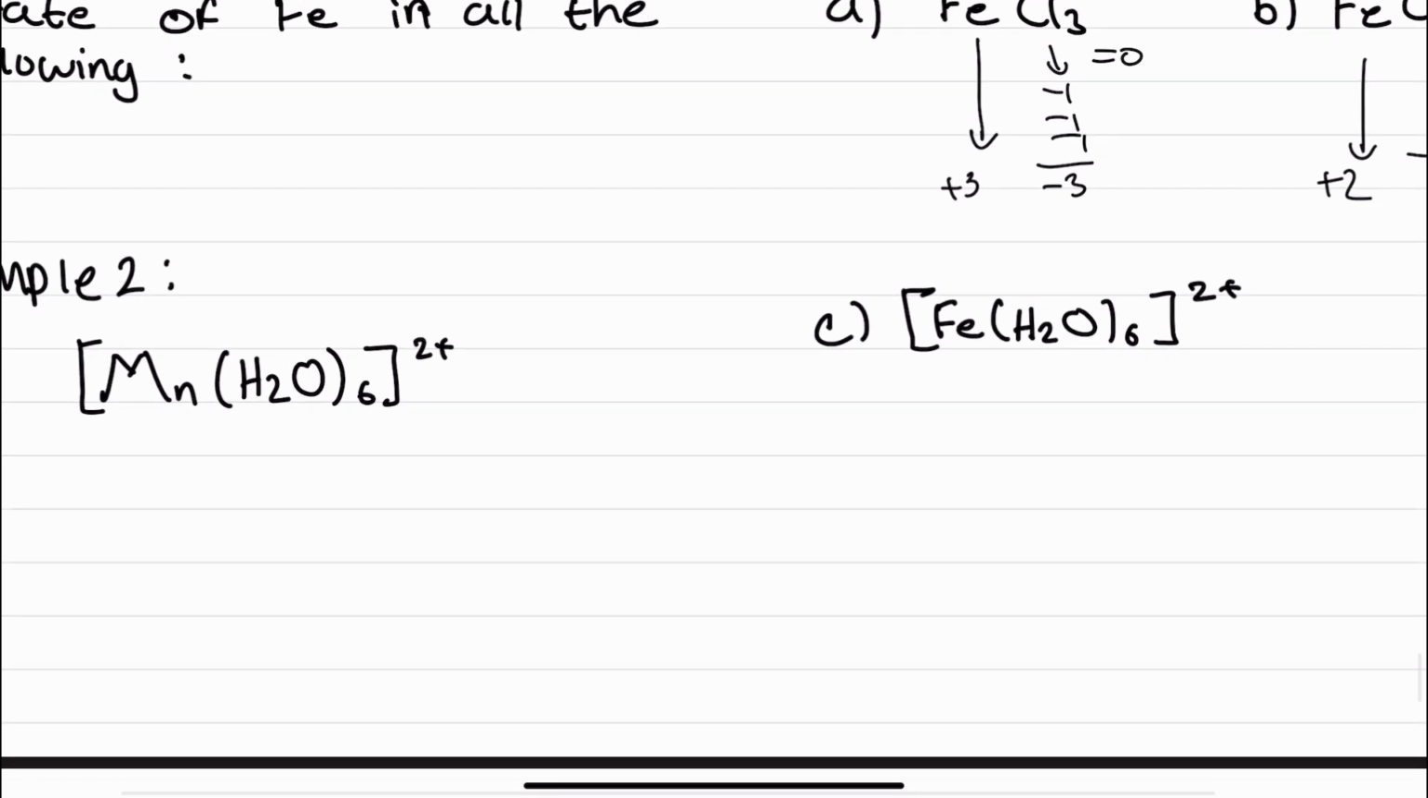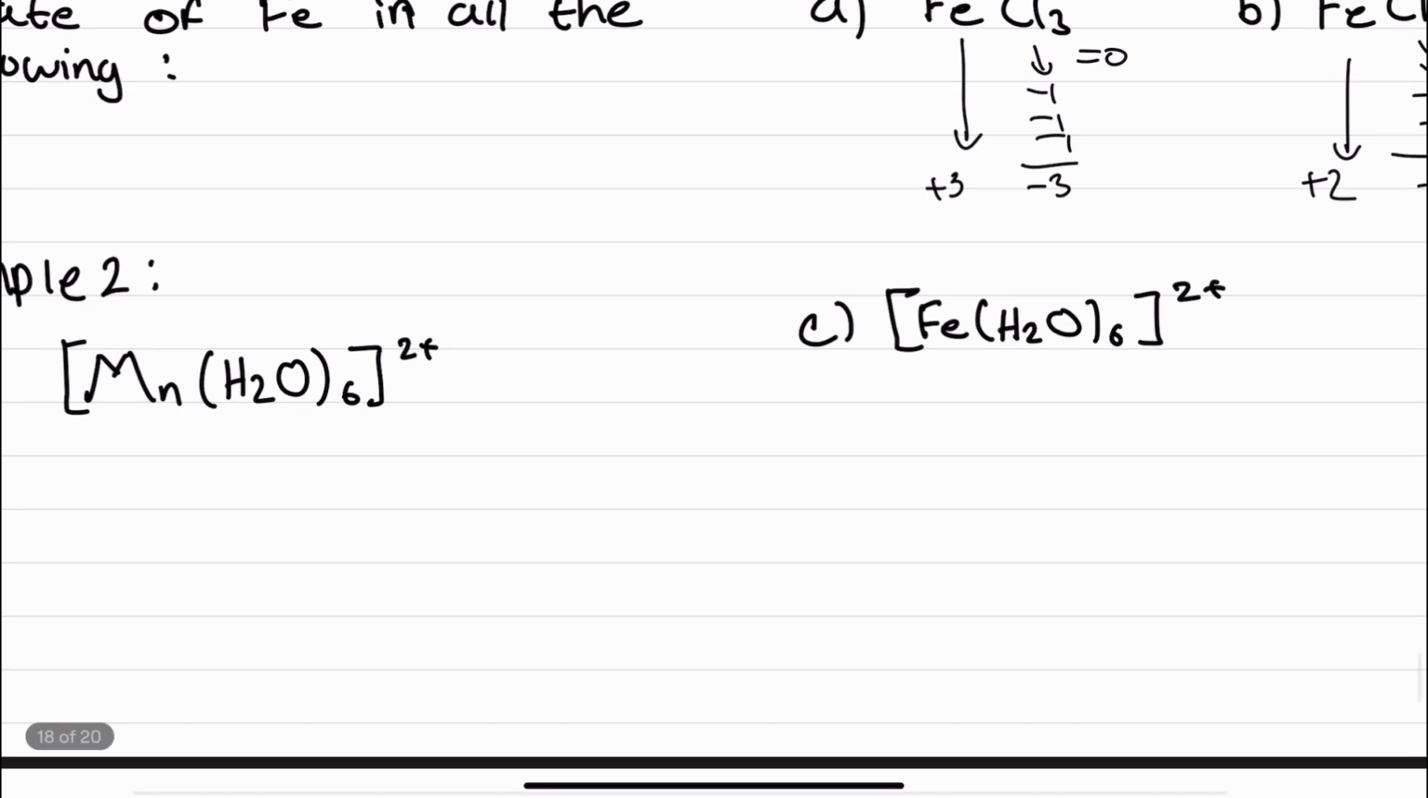Here are 2 very good examples as well. MnH2O6. Now I will do Fe, and I'll give you guys an opportunity to do manganese, and then I'll go through that one as well. So this is +2. We know that oxygen is -2. We know that hydrogen is +1, and we know that these both occur 6 times.